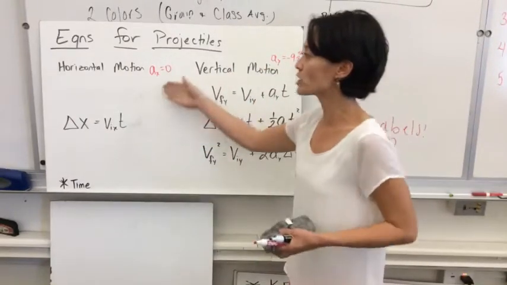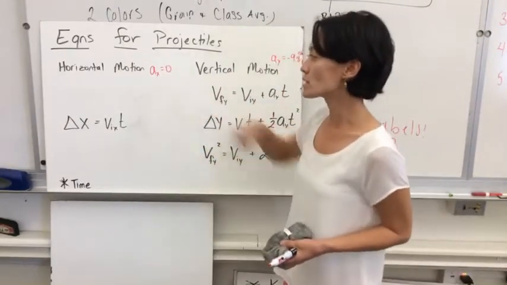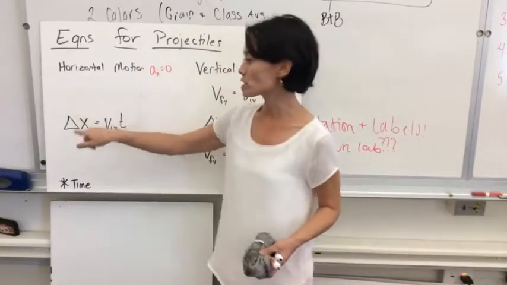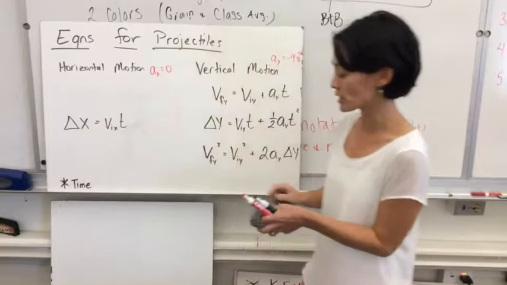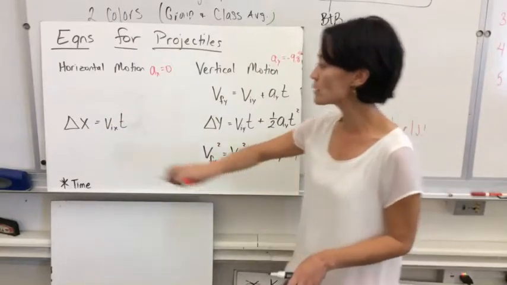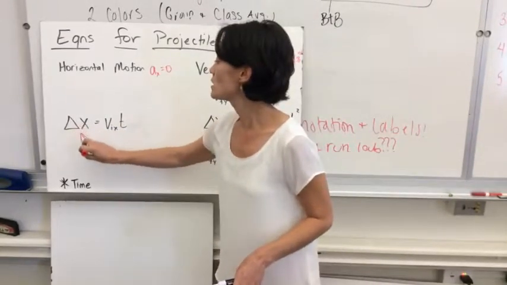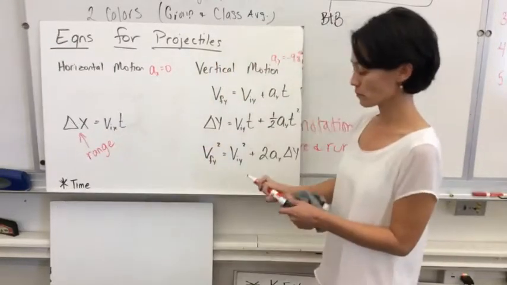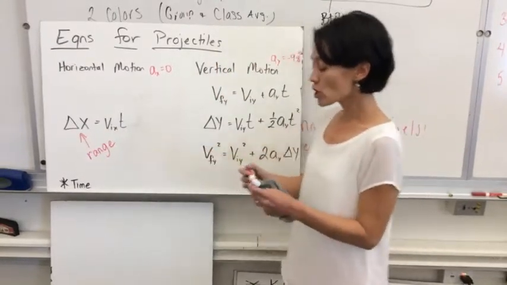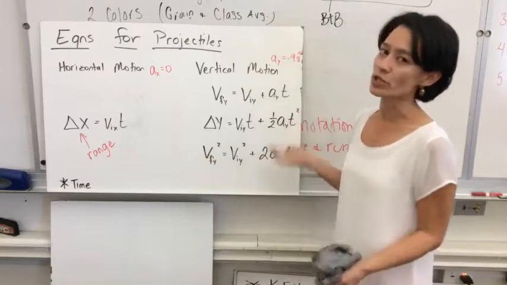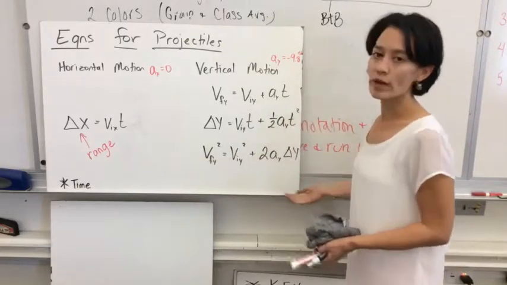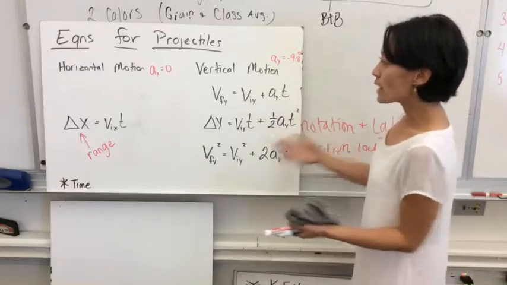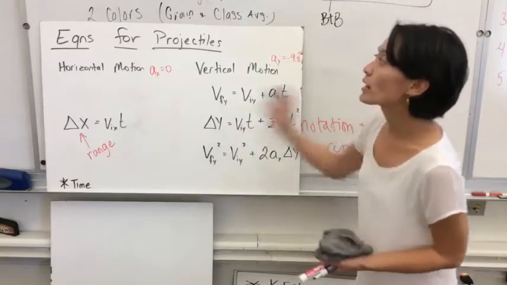In fact, they simplify to just being one equation because of the fact that the horizontal acceleration is 0. We just have one equation that says that delta x is equal to v initial x times t. Oftentimes, this quantity is called the range. Okay? So that's your x equations. Your y equations, they don't change. They're still going to be the same y equations we've had for free fall motion, so they're going to still be there.